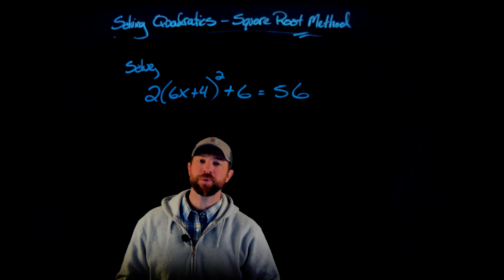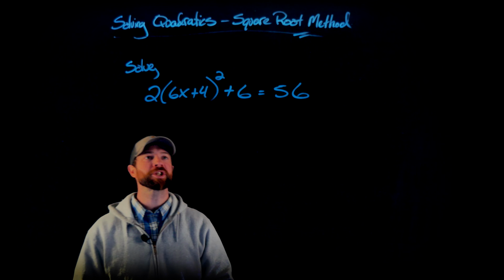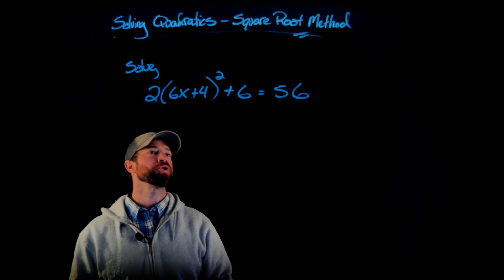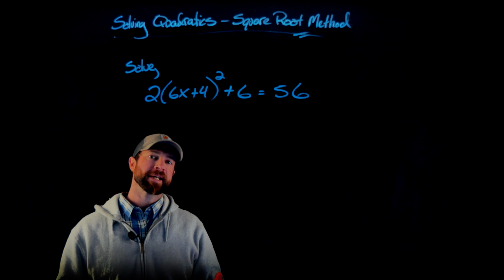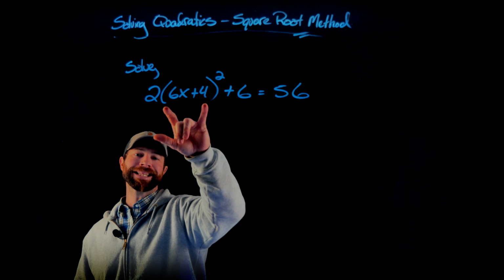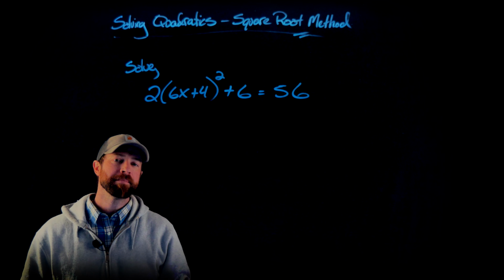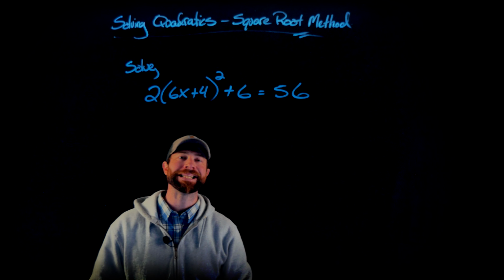Let's talk about solving quadratics with the square root method. In this equation right here, I have a quadratic, which is given to me by this exponent of 2. There's a couple different ways I could attack this. I could expand this expression, 6x plus 4 times 6x plus 4, but that would get much more messy and complicated than it needs to be.